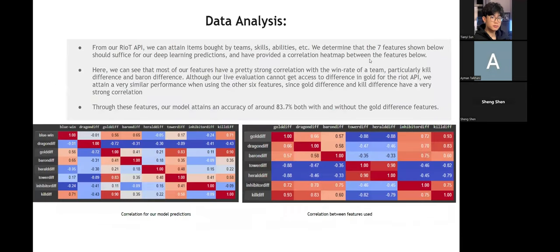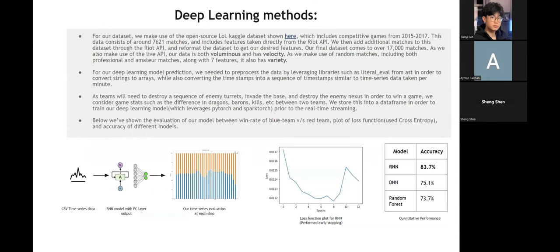Along with this, we've also done a simple data analysis for our project, where we made a simple correlation heat map to see the relationship between the different features we've considered. While the Riot API allows us to make use of many different features like team, skills, abilities, and so on, we've chosen to make use of just these seven features, mainly the Gold Diff, Dragon Diff, Baron Diff, Tower Diff, and so on. Through these selected features, we've gotten an accuracy of around 83.7%, which we elaborate more on in our report. We'll now get into the deep learning part of our project.